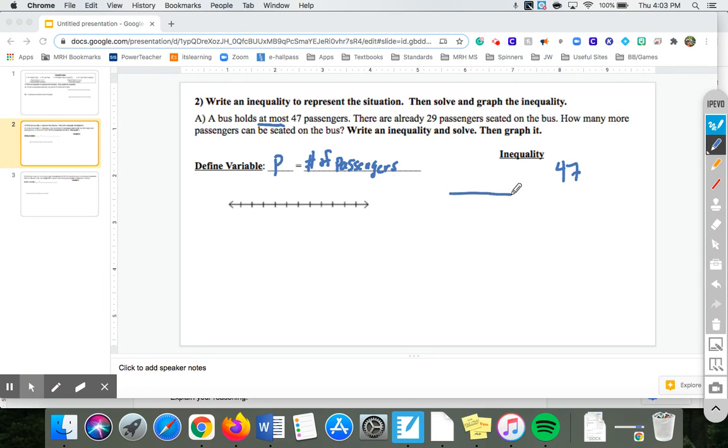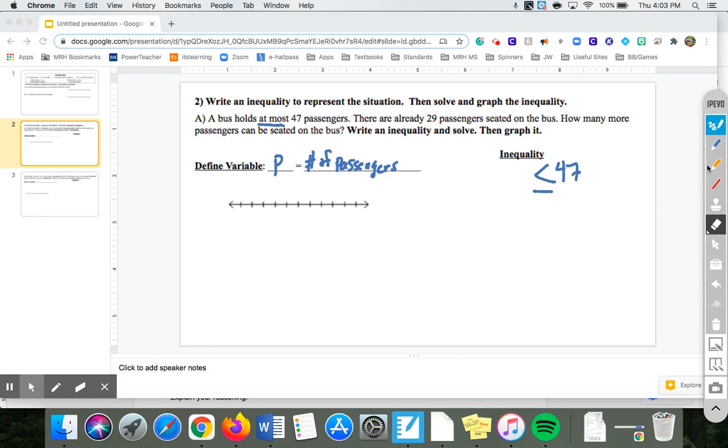So on the left side here, that's where I'm going to be putting my expression that represents the 29 passengers on the bus and then more getting on. So I've got to think about, okay, what would my sign be? If I'm at most 47, however many passengers are on the bus, which is going to be represented by the left side of my inequality, it has to be less than. Because at most means that you have to be under 47, but it's also could be equal to.